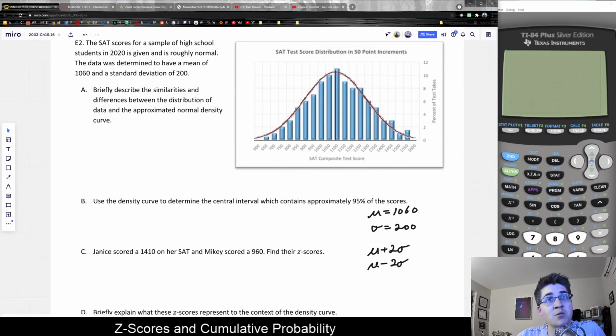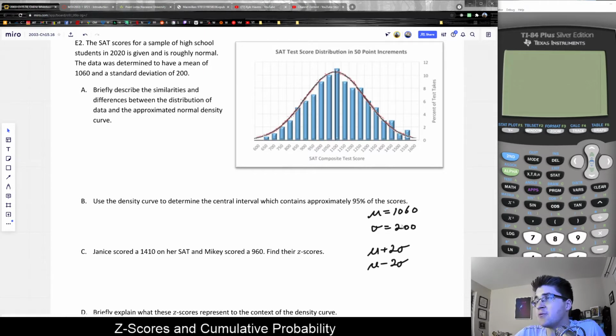And this is not to be confused with confidence intervals. That's when we're talking about sample data, when we have a sample size. Here we're assuming this is for the entire population. Very similar, but actually a little bit simpler.